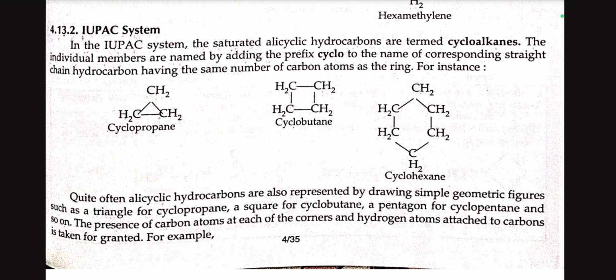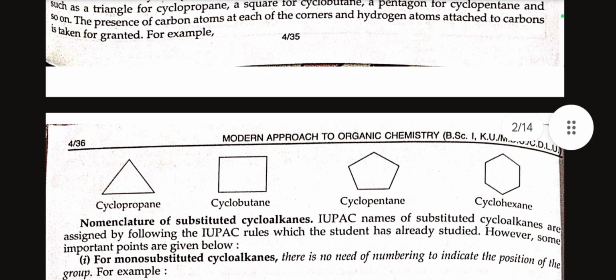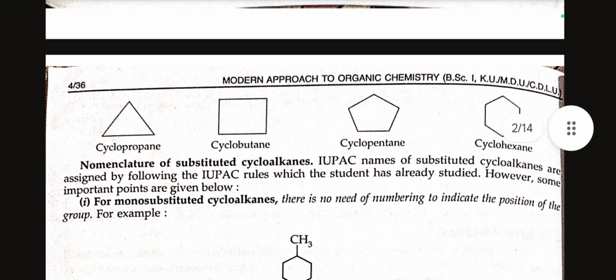a square for cyclobutane, a pentagon for cyclopentane, and so on. The presence of carbon atoms at each of the corners and hydrogen atoms attached to carbon is taken for granted. For example, cyclopropane, cyclobutane, cyclopentane, cyclohexane. Nomenclature of substituted cycloalkanes. IUPAC names of substituted cycloalkanes are assigned by following IUPAC rules, which the student has already studied. However, some important points are given below.